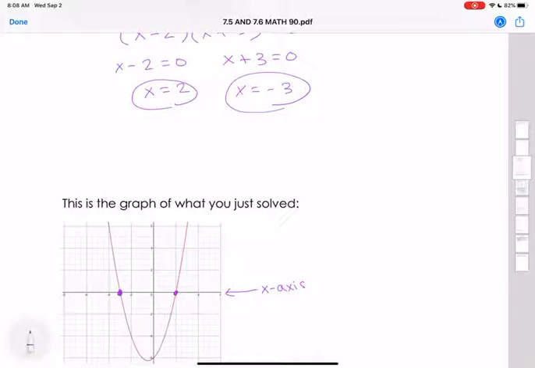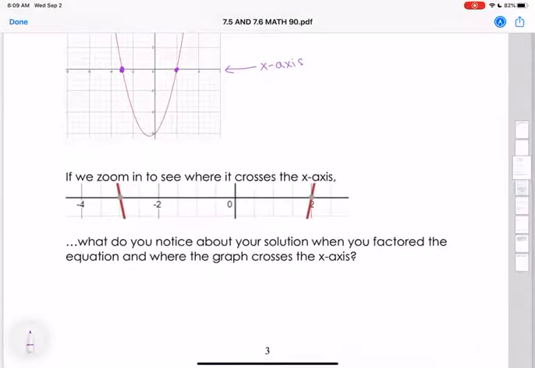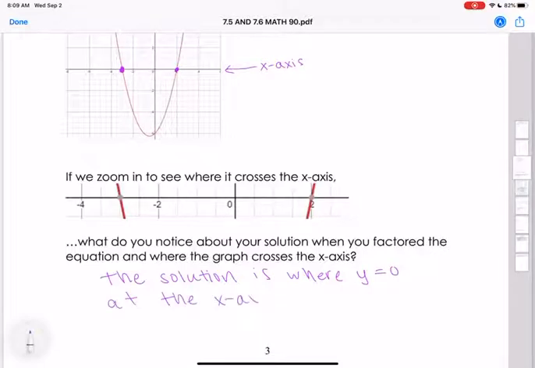That's what we're doing, is we're looking at a picture of a parabola. We're solving it, which means we're finding where it equals 0. We're finding where it crosses that x-axis. And then I just kind of zoomed in here so you could see it again. Again at 2 and negative 3. And so what do you notice about your solution when you factor the equation or the graph crosses? That the solution, I'll go ahead and write this. The solution is where y equals 0 at the x-axis. At 2 and negative 3.